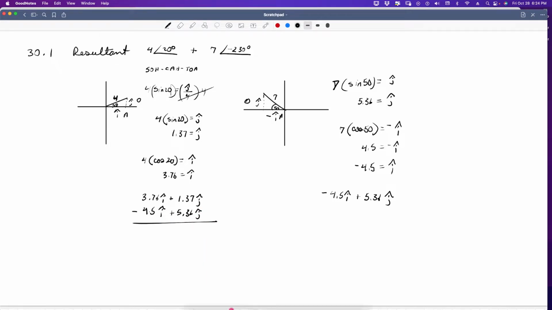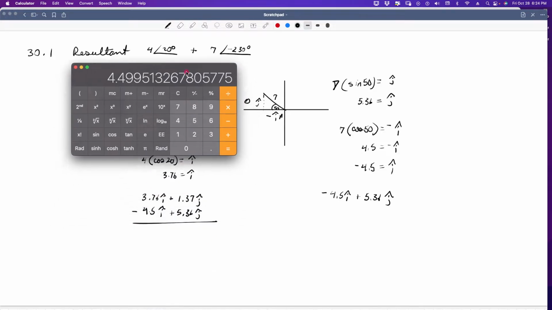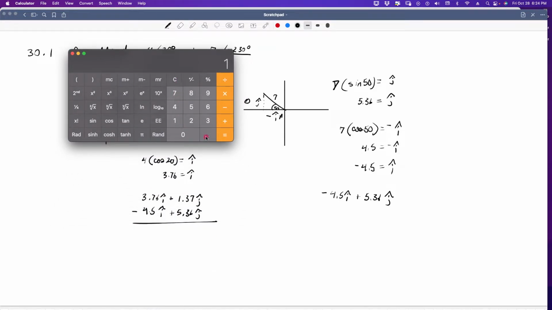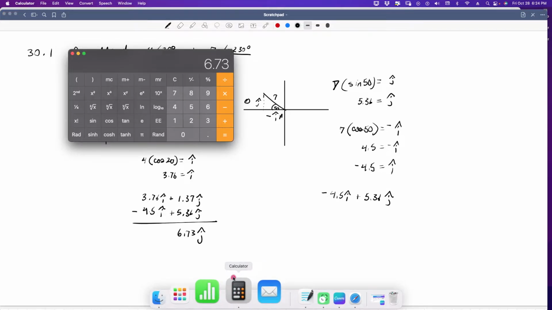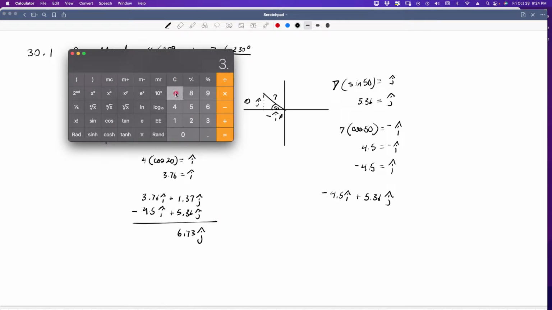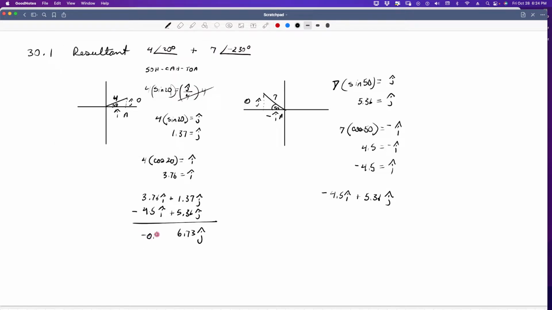We draw our line, and then I'm just going to do it on my calculator because it's easier. Plus 5.36, 6.73 for our j term. And then let's look at the I term. 3.76 minus 4.5 is negative 0.74. So negative 0.74 for the I, and that's a positive 6.73 for the j. So that's what it looks like.